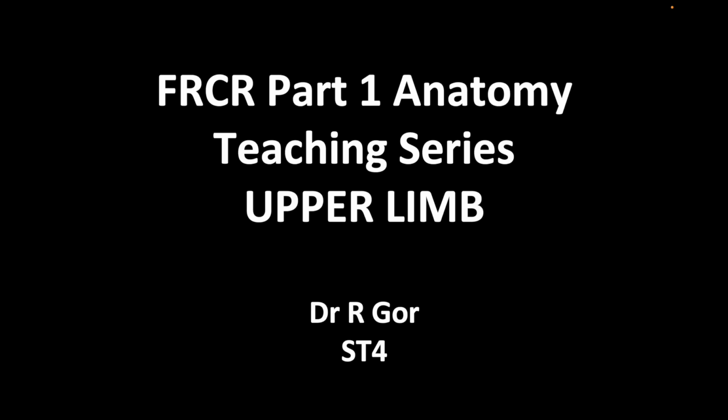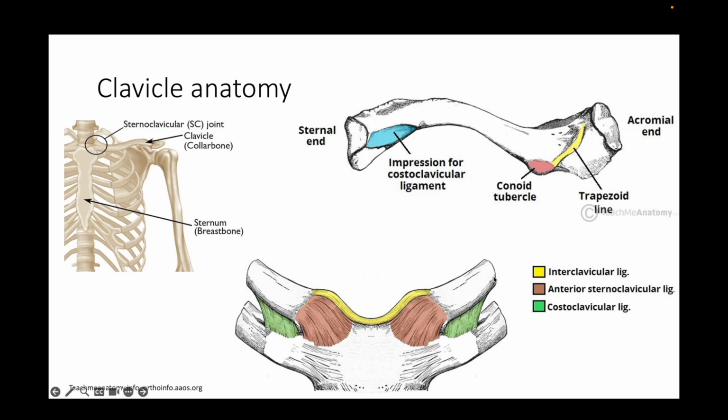So today we're going to talk about the upper limb anatomy for the FRCR Part 1 anatomy exam. The first bone we'll talk about is the clavicle. The clavicle is divided into three. You have the proximal, middle, and distal thirds.